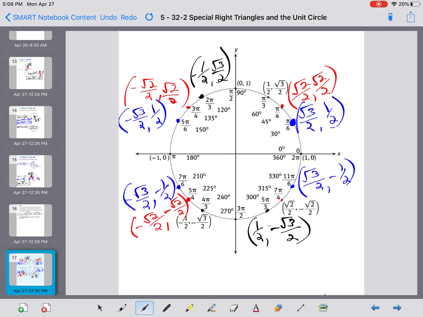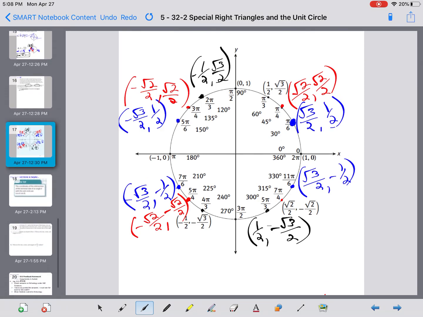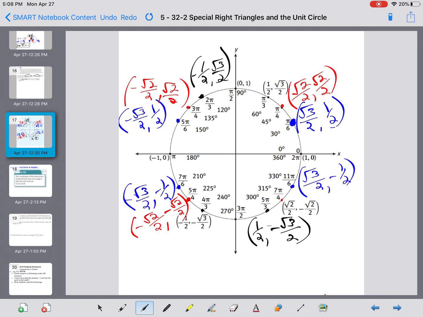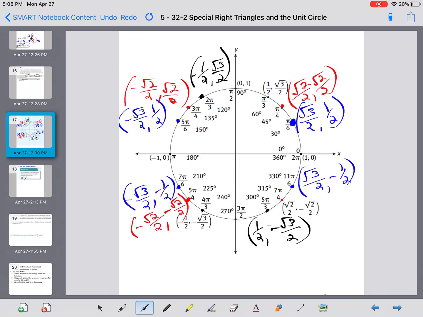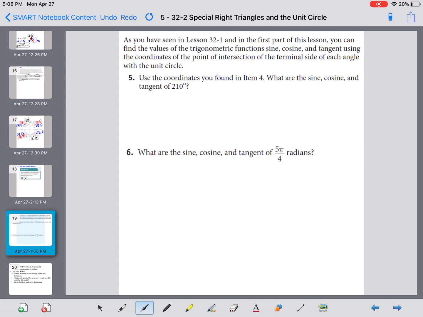So this is by far going to be one of your best friends. We want you to understand that these values come from the special right triangles. But if you can make this picture, then the coordinates of the intersection of the terminal side of the angle and the unit circle are sine, cosine. So basically your x and your y's are your cosines and sines. Makes things nice. Let's just do one of these.